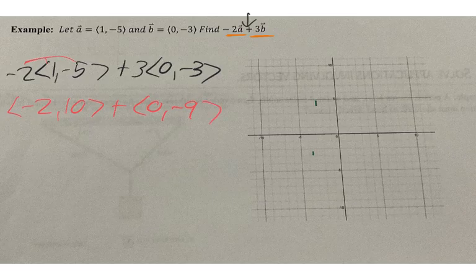Is everybody okay with what I've done? Distributed those two scalars. And now do your component addition. So -2 plus 0 is -2. 10 plus -9 is 1. So my resultant vector should be at -2, 1.